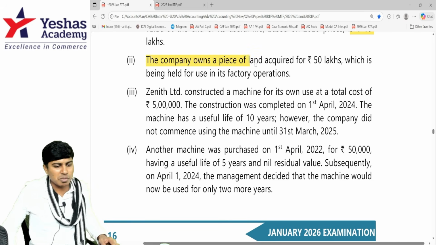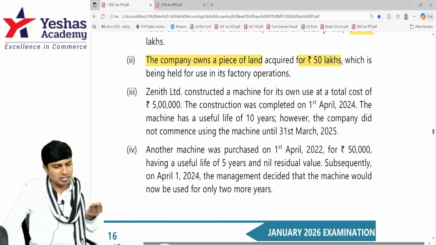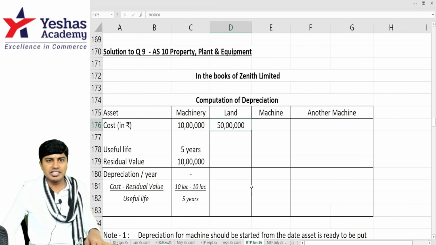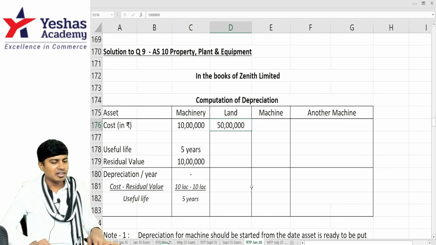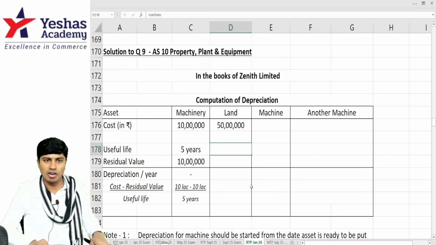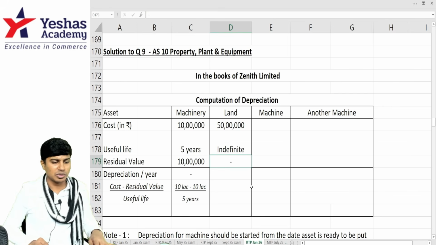Next, the company owns a piece of land, small piece of land, acquired for 50 lakhs. For 50 lakhs, we'll get small piece only, which is held for use in the factory operations. Land is not depreciable asset. That is the reason value of the land is appreciating every year. 50 lakh is the cost. Useful life, indefinite. You will die, but the land will be there. After you die, you will be buried in the same land. Still the value of the land will not decrease. So, indefinite useful life. Residual value not given.